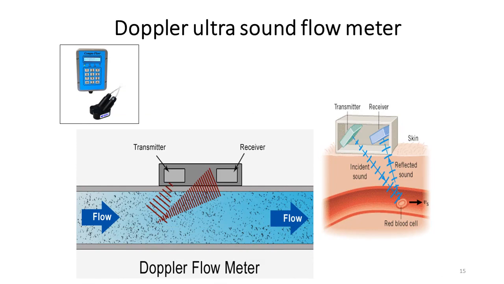Based on the Doppler effect, we have the Doppler ultrasound flow meter, and it finds objects inside the vessel, for example red blood cells, by sending ultrasound to that vessel and receiving the returned sound with a receiver, calculating the movement of the red blood cells from the time of sending the ultrasound to receiving it, and finally finding the blood flow inside the vessels.